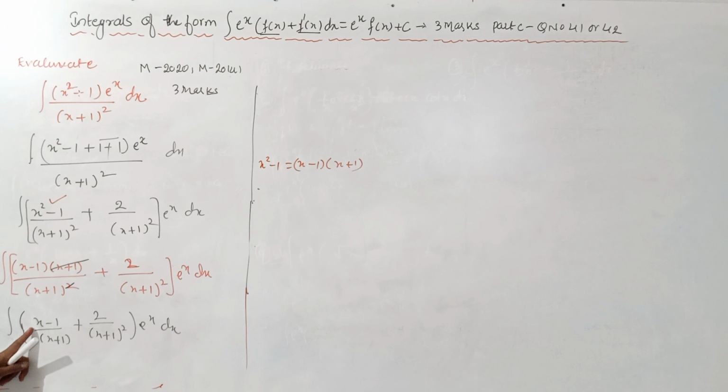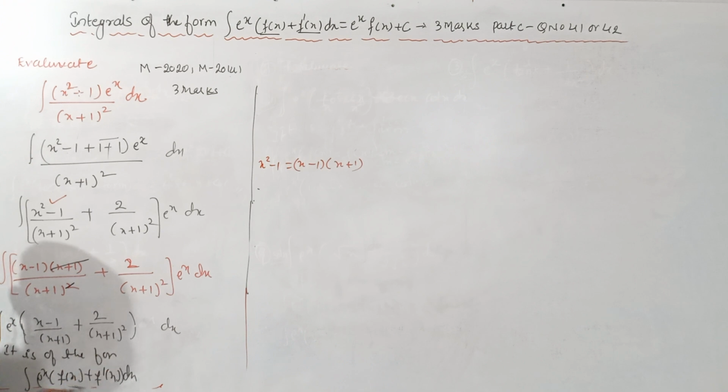F of x, its derivative is what? This one. Therefore, it is of the form integration of e raised to x, f of x plus f dash x, dx. First we have to write e raised to x first here, it doesn't matter, you can write it here or here. Now integration of e raised to x, f of x plus f dash x dx is equal to e raised to x f of x plus c. It is in this form.